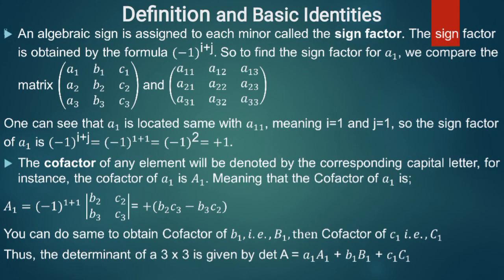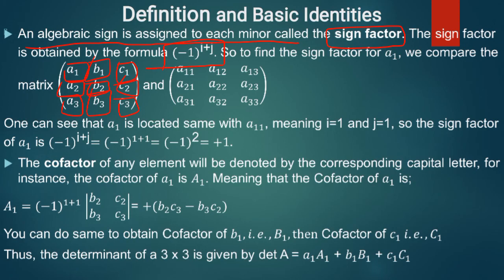Okay, so we will need an algebraic sign because for a 3 by 3, each of these entries has a sign where it is seated. Each location has a sign. Now, in order that you don't start cramming the signs, there's a formula, and that formula is called the sign factor. So an algebraic sign is assigned to each minor, and it's called the sign factor. What is the formula for the sign factor? This is the formula: minus 1 raised to the power i plus j. How did they get this i? What is i? What is j? How did they get it?